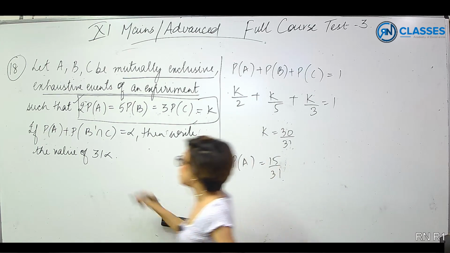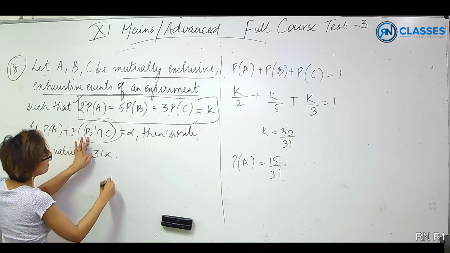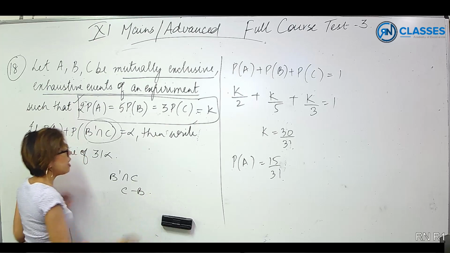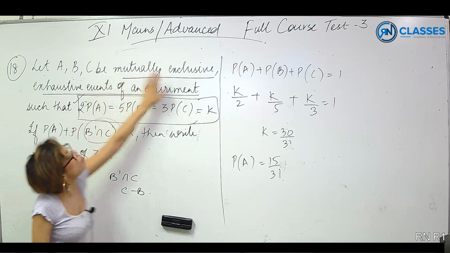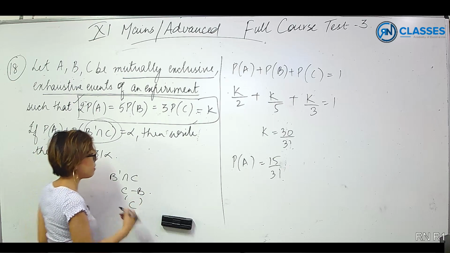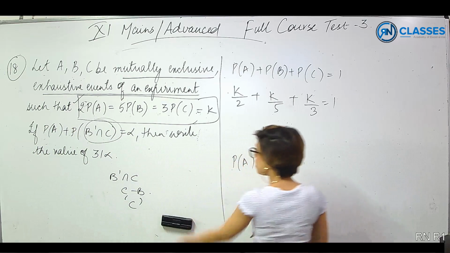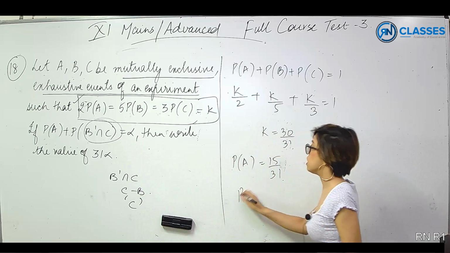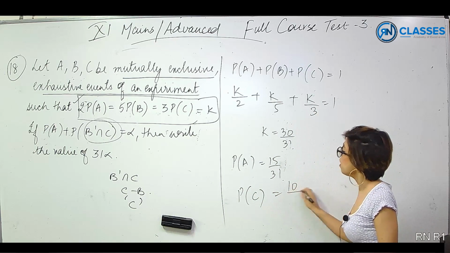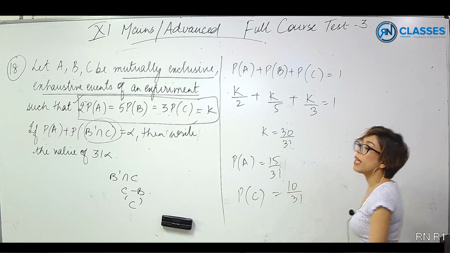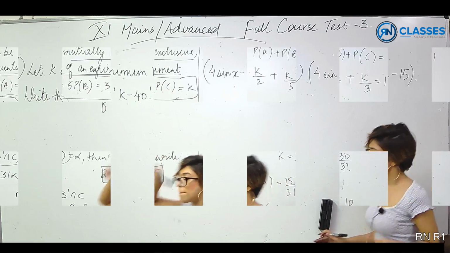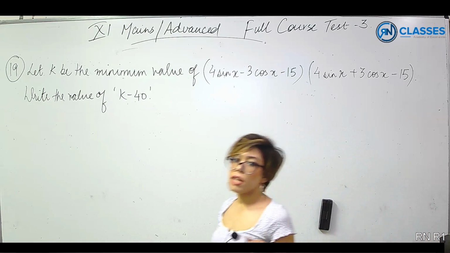Right? Now this thing, he says B complement intersection C. So basically C minus B. Now C and B, they are mutually exclusive. Right? If these are mutually exclusive, that means this is nothing but C. So he says find this. So that is probability of C itself. Probability of C is K by 3. So this divided by 3, that is 10 by 31. Add the two, you'll get 25 by 31. Substitute it, you'll get the answer as 25. Alright, on to the next one.